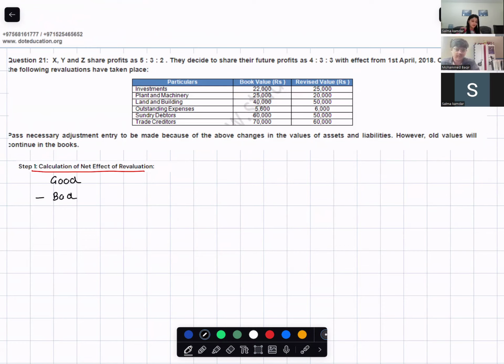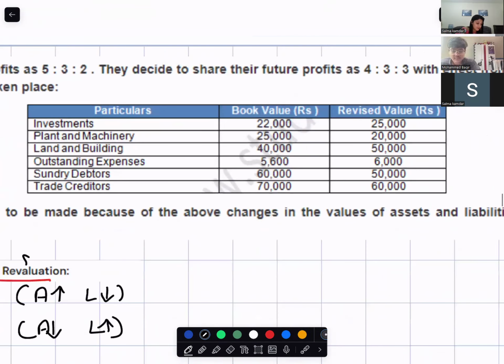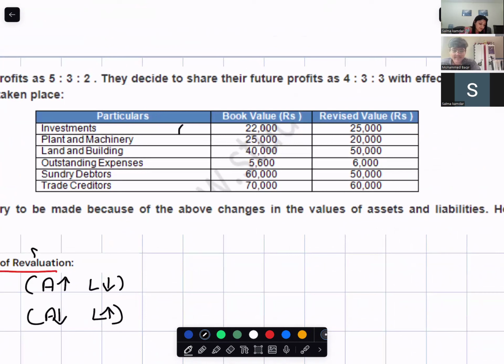What are the good things? Ma'am, where assets increase and liabilities decrease. And bad things? Assets decrease and liabilities increase. Fine. Come on, start over here. You have your assets and you have your liabilities. You have the book value and revised value. I'll classify it into assets and liabilities for your convenience.